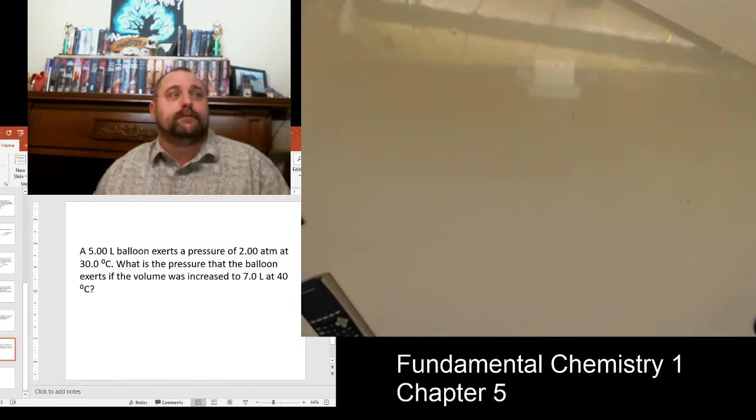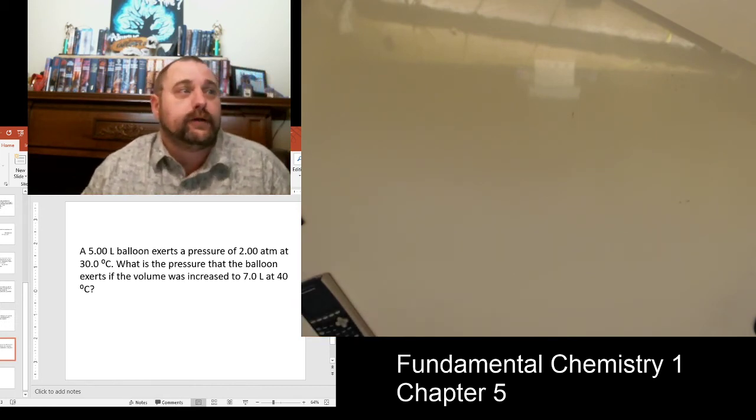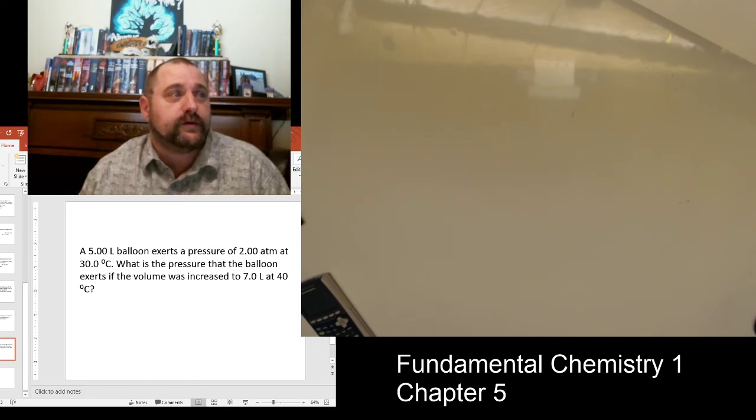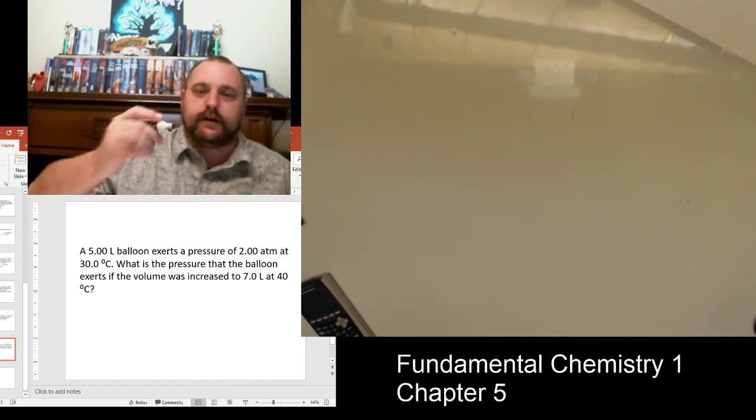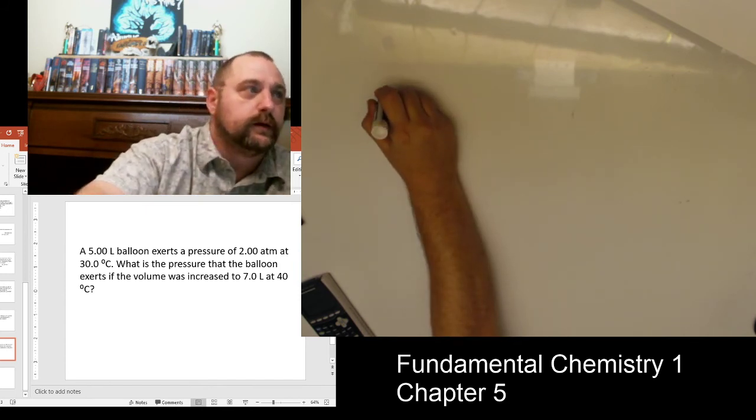All right, so the last one here, it says a 5-liter balloon exerts a pressure of 2 atmospheres at 30 degrees Celsius. What is the pressure the balloon exerts if the volume is increased to 7 liters at 40 degrees Celsius? Right, a lot of stuff going on in this one. We better jot it all down.